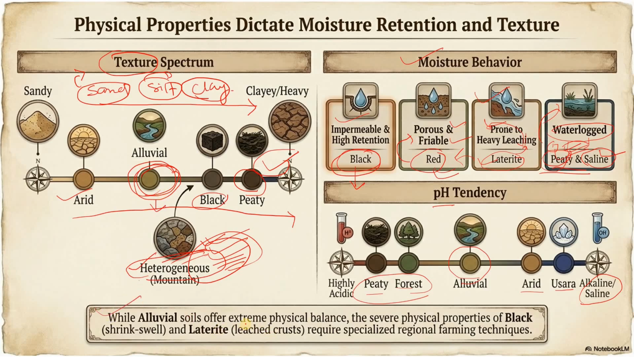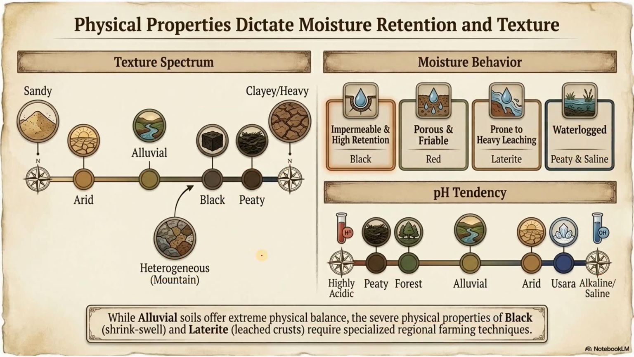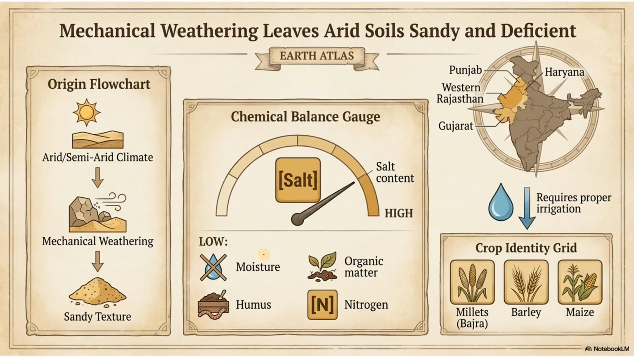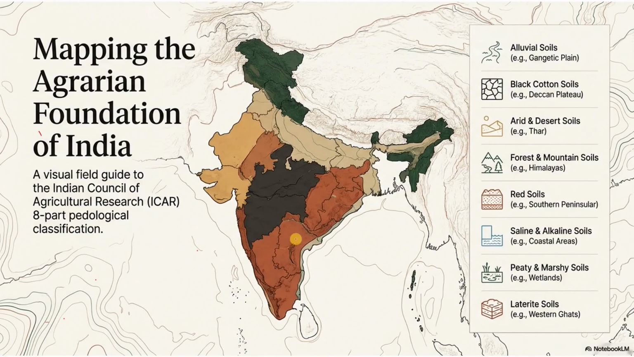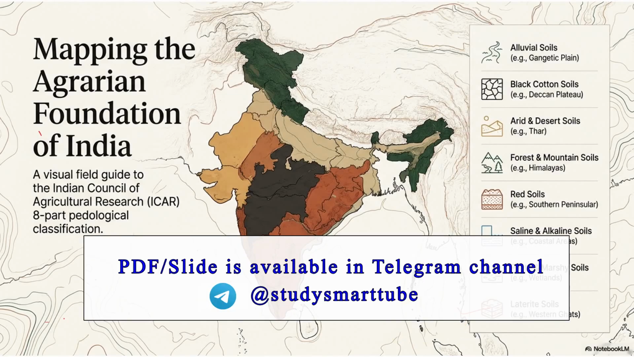While alluvial soil offers extreme physical balance, the severe physical properties of black and laterite soils require specialized regional farming techniques. So finally, we have discussed all the 8 soil types, starting from alluvial soil to the laterite soil.